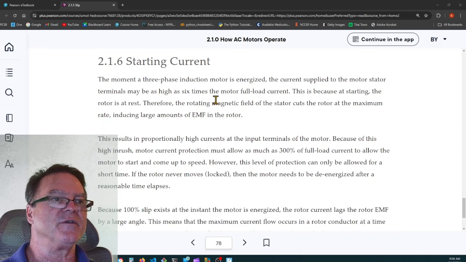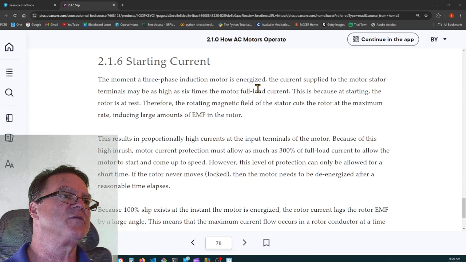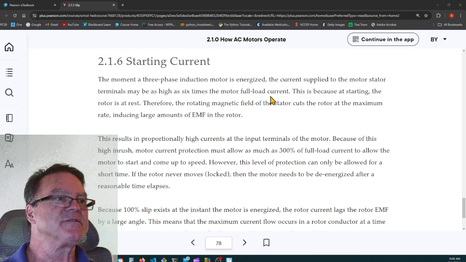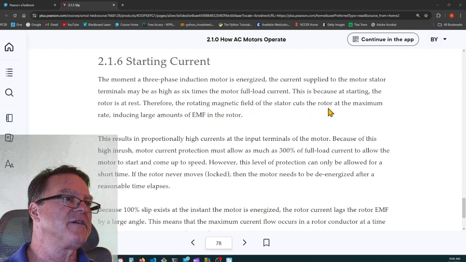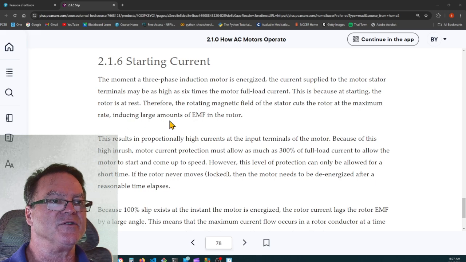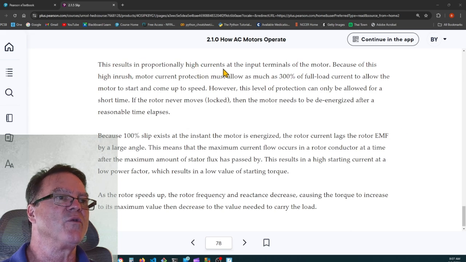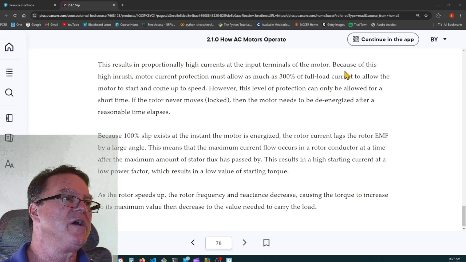So, starting current. When the three-phase induction motor is energized, the current supplied to the motor stator terminals may be as high as 6 times the motor full load current. This is what we were saying before. This is because at starting, the rotor is at rest. Therefore, the rotating magnetic field of the stator cuts the rotor at the maximum rate, inducing large amounts of EMF in the rotor. This results in proportionally high current at the input terminals of the motor. Because of this high inrush, motor current protection must allow as much as 300% of full load current to allow the motor to start and come up to speed.